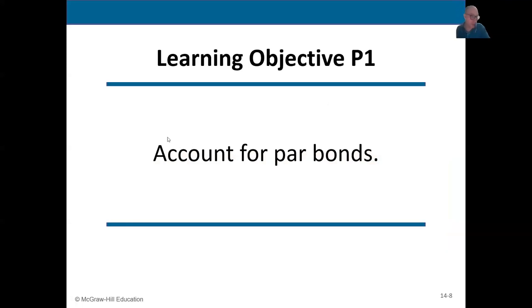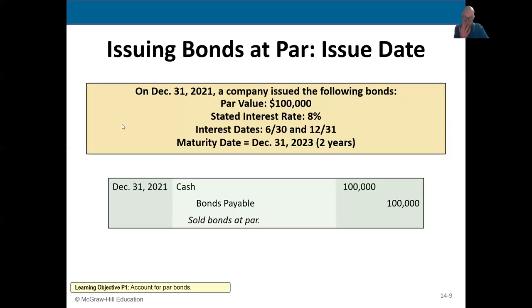So similar to stocks, bonds are issued at what we call par values. And so here we have an example. The company issued a bond at a par value, face, well, I call this face value. Par value is face value. 100,000 in this example. The interest rate's 8%. That's a good bond.